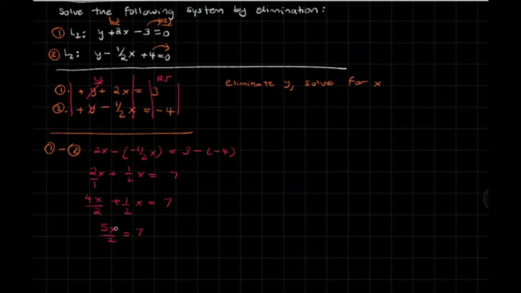And if you want to solve for x, I'm going to multiply this by 2 to get rid of the 2 in the denominator, and I'm going to do the same thing to this side. So 5x is equal to 14. If you divide both sides by 5, x is equal to 14 over 5.